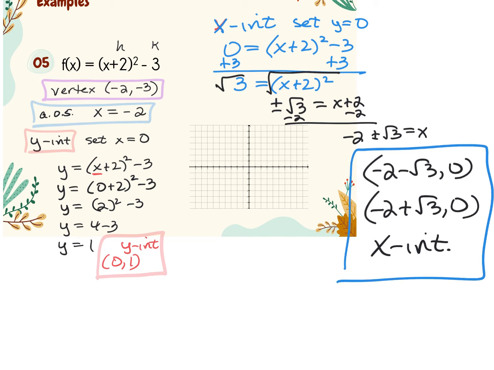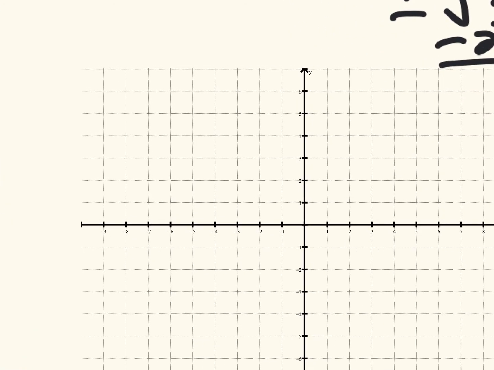Okay, so now that I have all these pieces, again, on the quiz next week, you're going to have to find everything that I just boxed here: the x-intercepts, the y-intercept, the axis of symmetry, and the vertex, and you're also going to have to graph it. So let's go ahead and put all of this on our little graph here. I'm going to graph my vertex first. My vertex was the ordered pair (-2, -3). And then I'm going to graph my y-intercept, which is the ordered pair (0, 1).